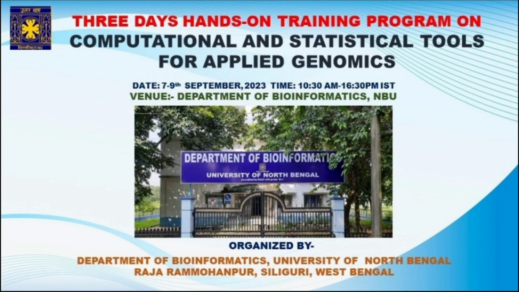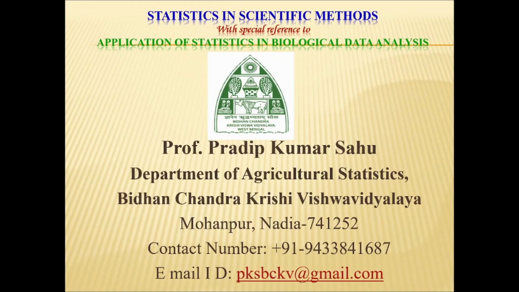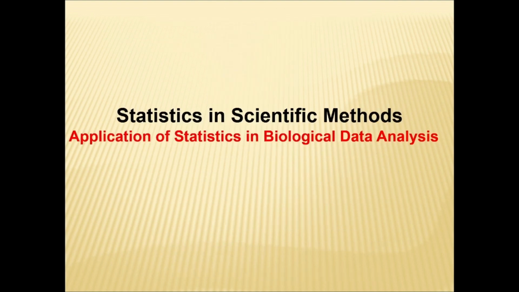In my talk, I have tried to provide you with three different aspects of statistical sciences. One is research methodology and statistics. Second is statistical tools. The third one is statistical tools and misuse of statistics. These are the three basic things I try to develop on.